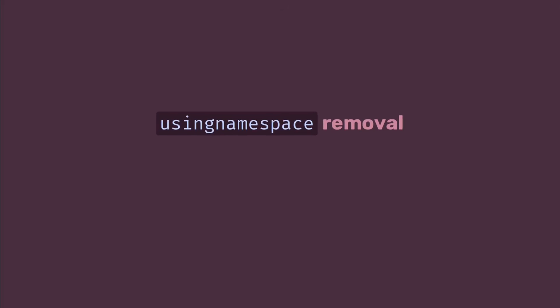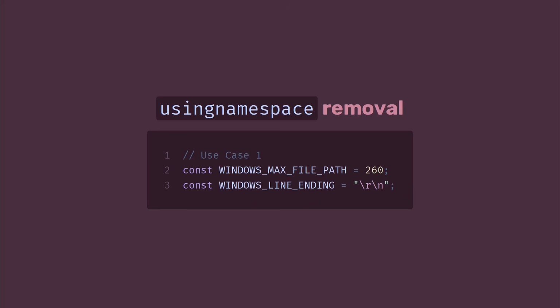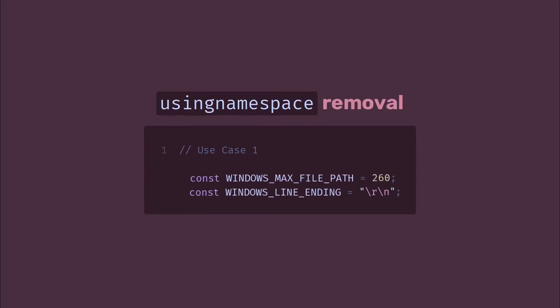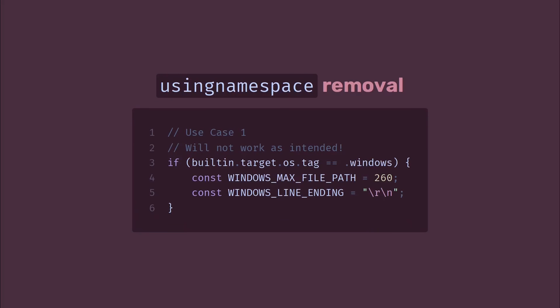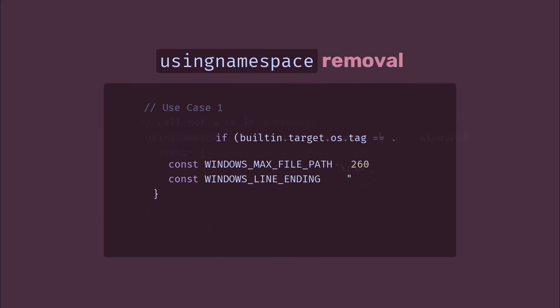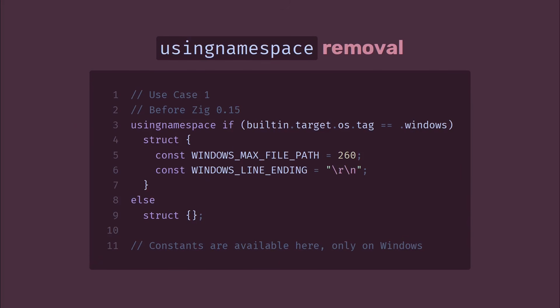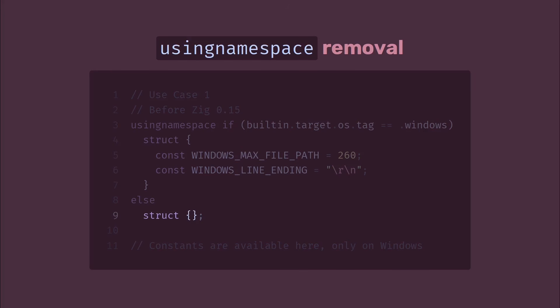The next change is the removal of the using namespace keyword. Thanks, I hated it. I'll show you just some examples of how it was used and how to replace it. Look at the following code. Here you have a bunch of simple definitions, but imagine when you want them to be defined only if some condition was met, like the compilation target is Windows, for example. In this case, using namespace allows you to fill the current module namespace with definitions from a struct, which can be selected conditionally, so we will select either this or this structure.